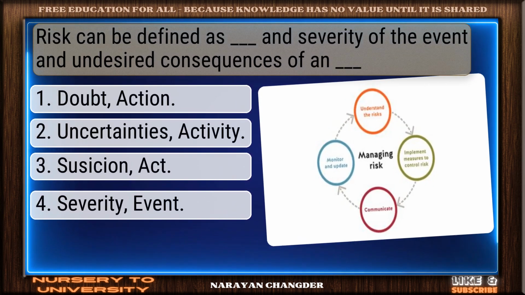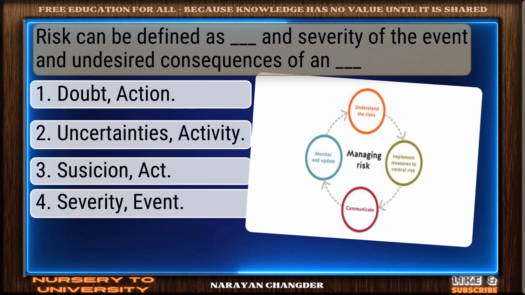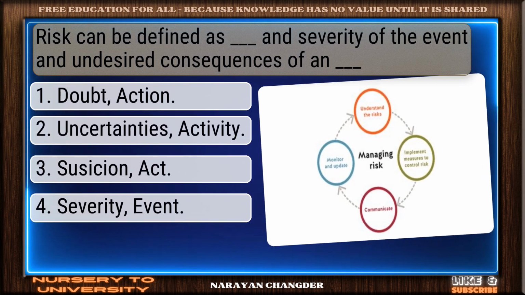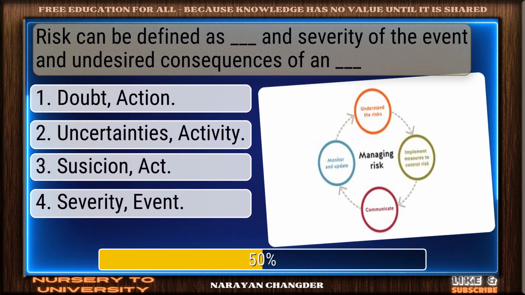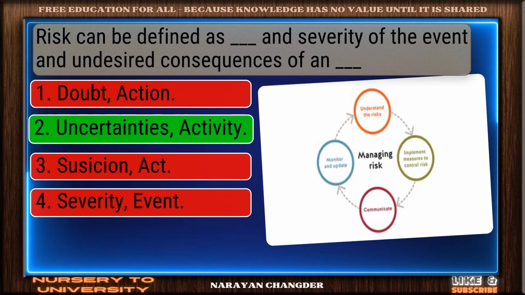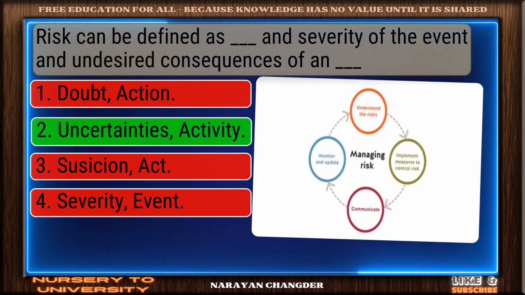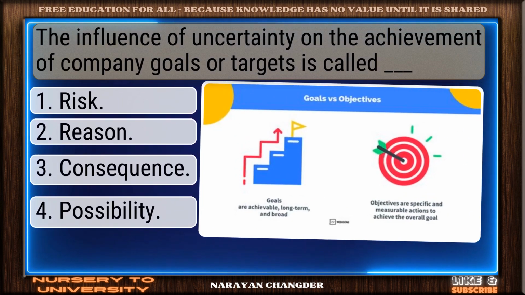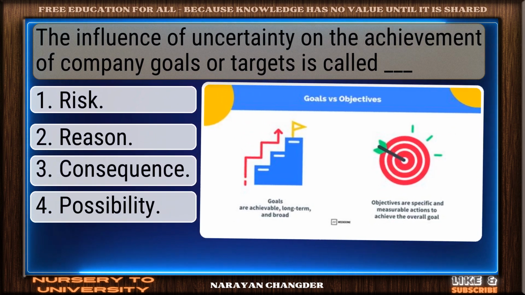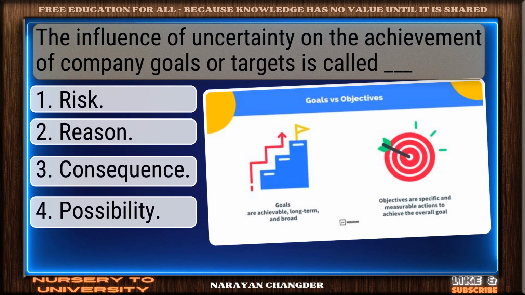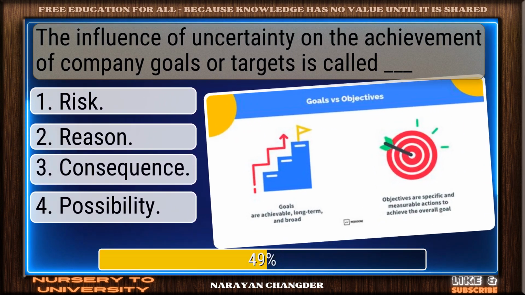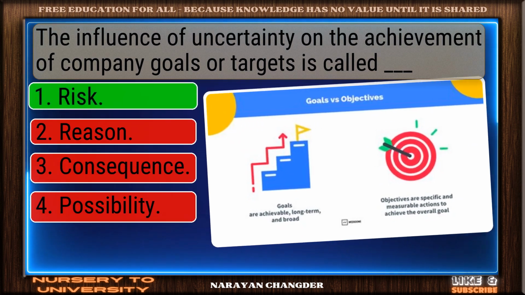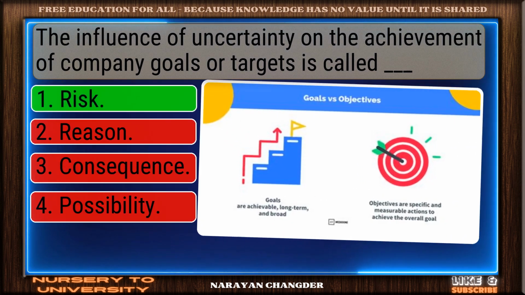Risk can be defined as ... and severity of the event and undesired consequences of a ... Solid response. Uncertainty's activity is a valid choice. The influence of uncertainty on the achievement of company goals or targets is called... Bravo, risk is the answer.